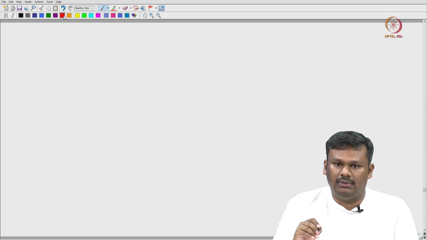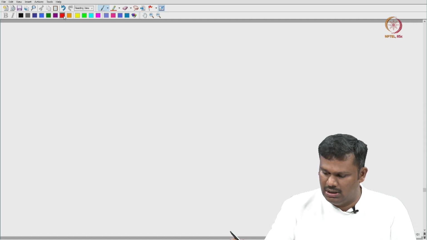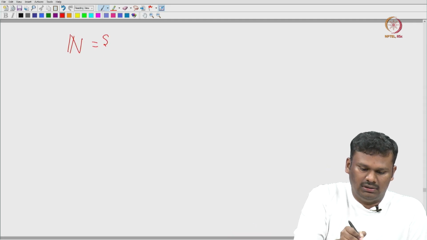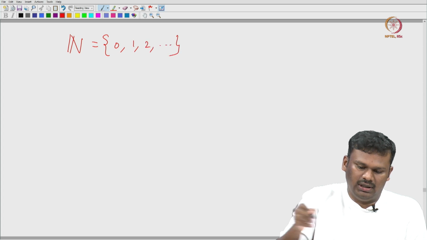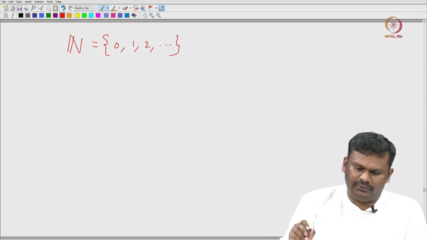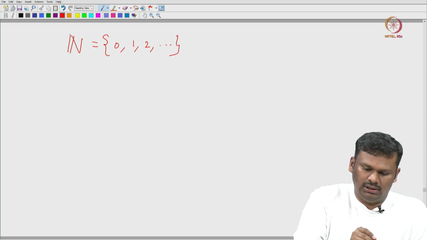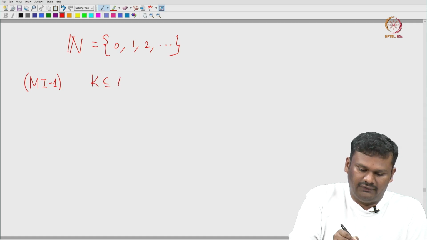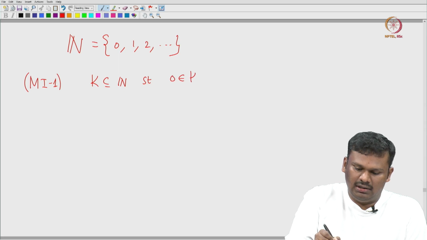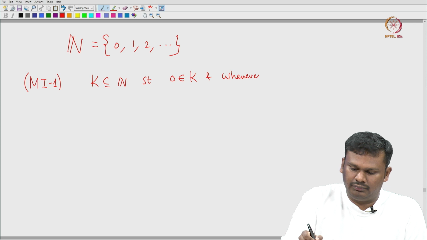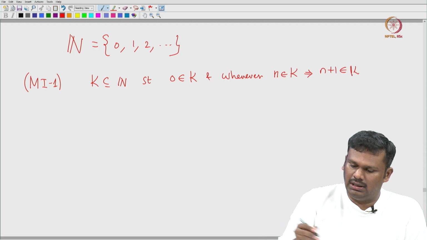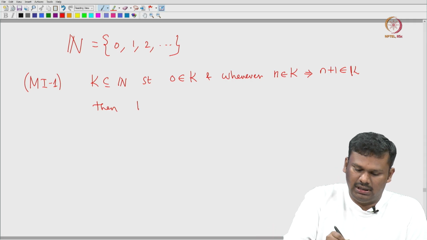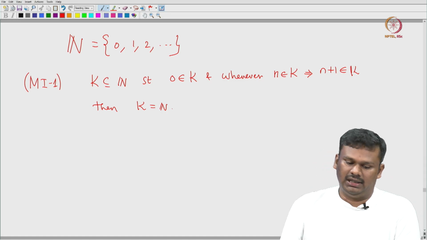So, from now onwards I am not going to worry about the construction of natural numbers. We will start with the natural numbers itself, assuming we know how to work with them. So, let us look at the very first statement: if I start with a subset K of N such that 0 is in K, and whenever n is in K implies n plus 1 is in K, then K is exactly equal to N. So, this is what mathematical induction says.